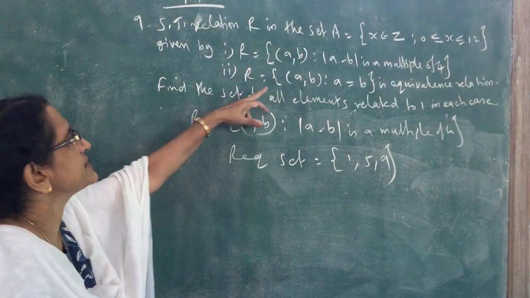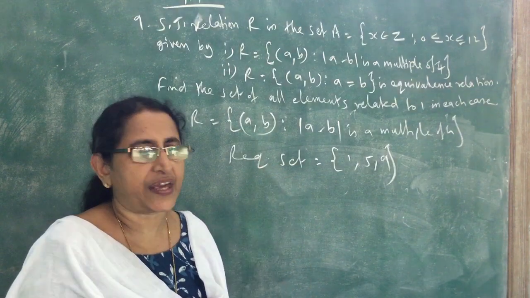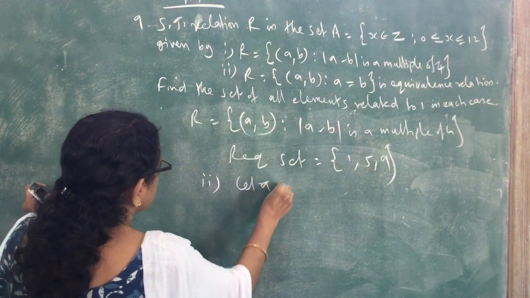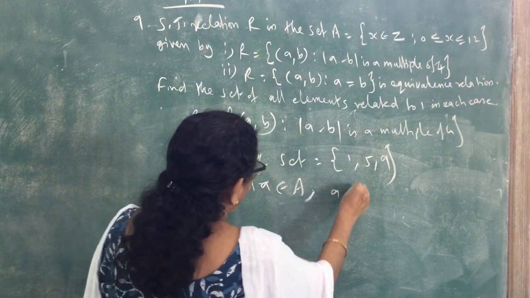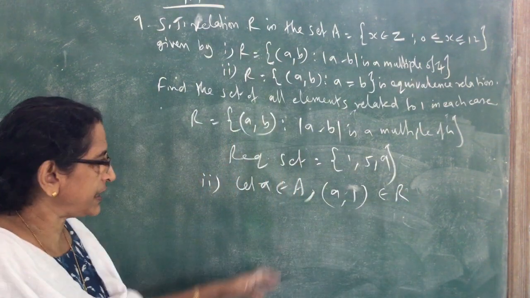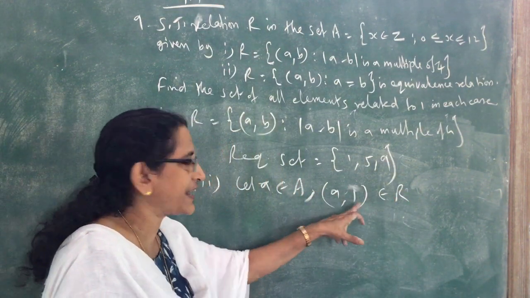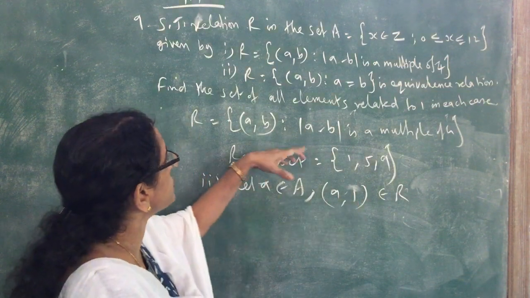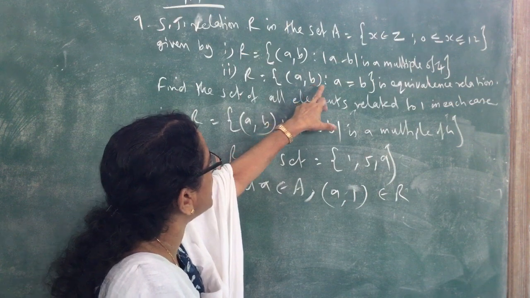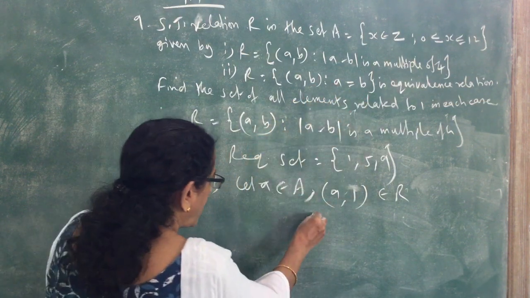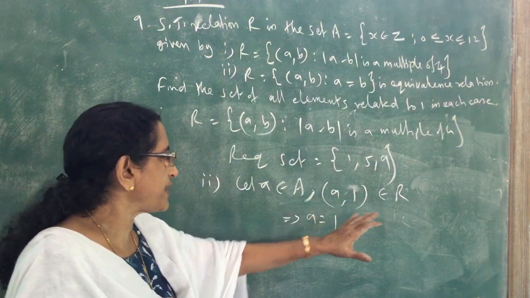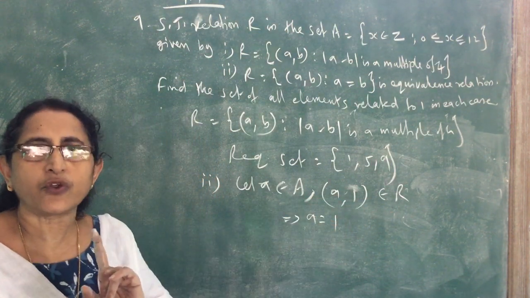Now the second relation, the set of all (a, b) such that a equals b. Similarly, we consider a belongs to A such that (a, 1) belongs to R, which means a is related to 1. So (a, 1) belongs to R implies a equals 1. So only one possible value for a, namely 1.